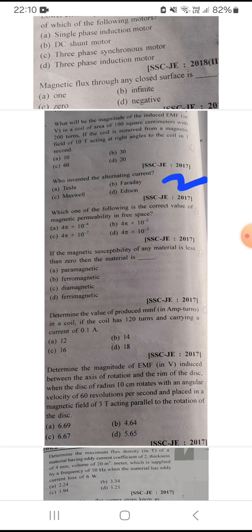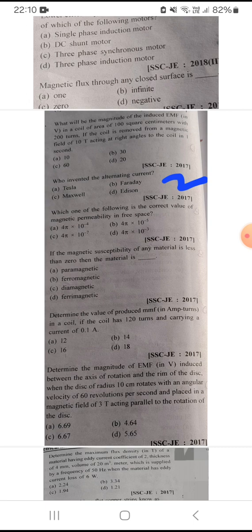Next, determine the magnitude of EMF in voltage induced between the axis of rotation and the rim of the disc when the disc of radius 10 cm rotates with an angular velocity of 10 revolutions per second and is placed in a magnetic field of 3 T acting parallel to the rotation of the disc.